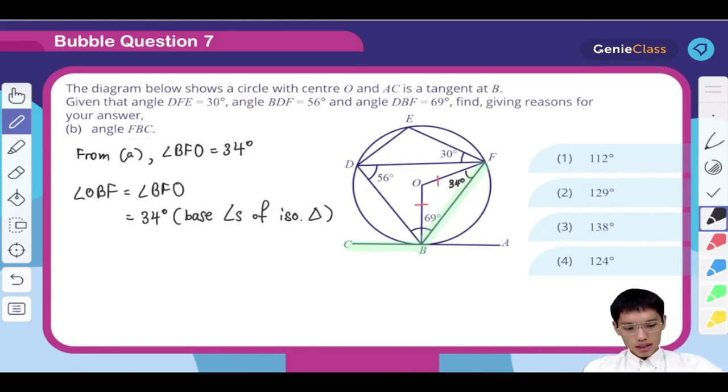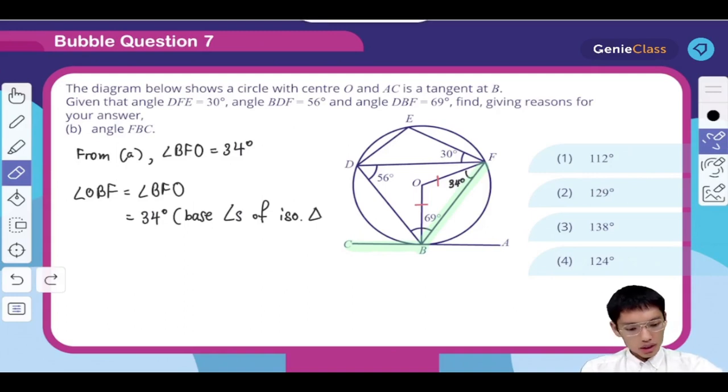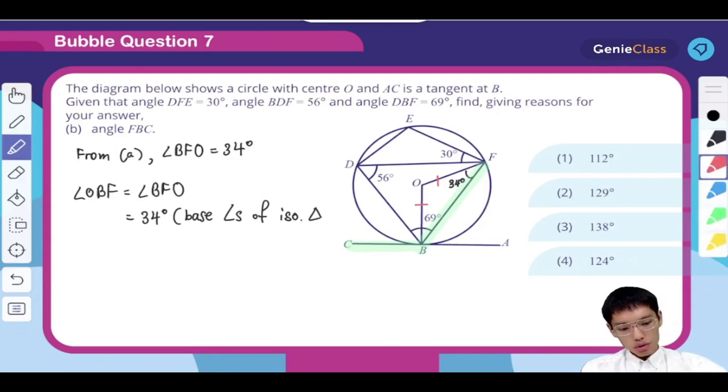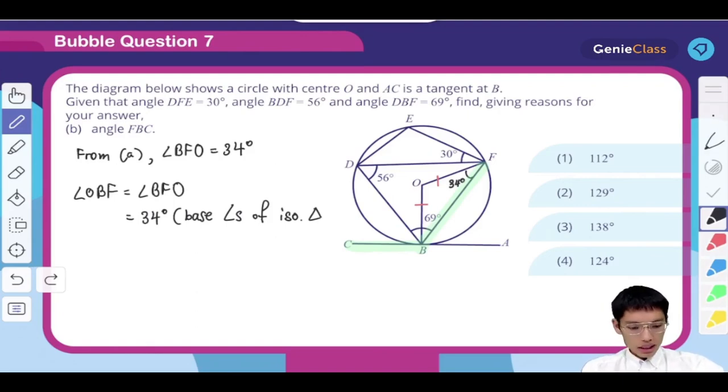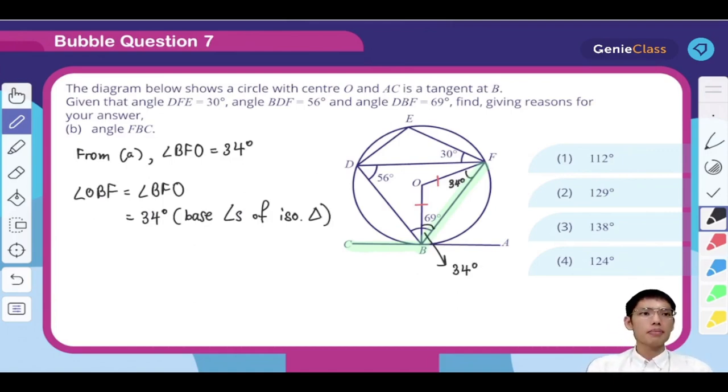Now next up, what happens? What is another property that I can use to solve this question? I'll bring this to an open-ended question. What is a property I can use to solve further for FBC? So I know this is 34. I definitely know this is 34. What is another property I can use to further solve for my angles FBC? Anybody else wants to try? FBC, what can I have? Okay, one additional step needed. Very good, El Nico. Good job.